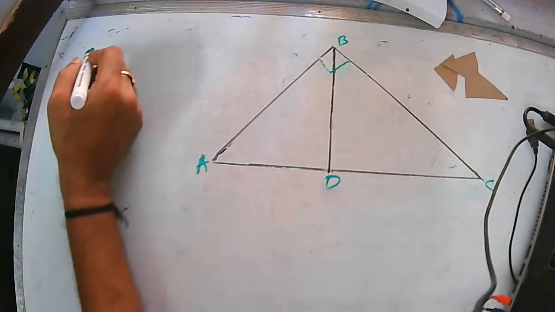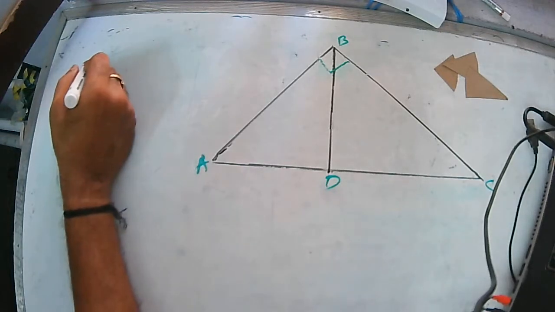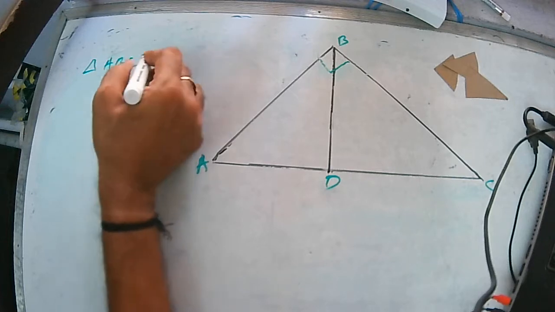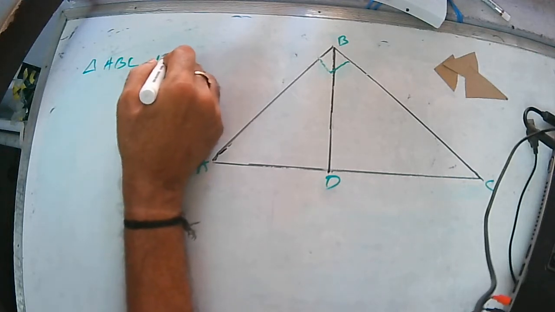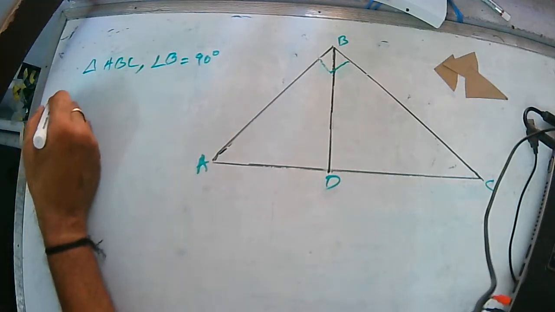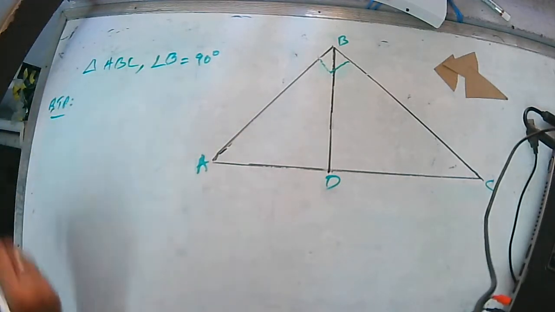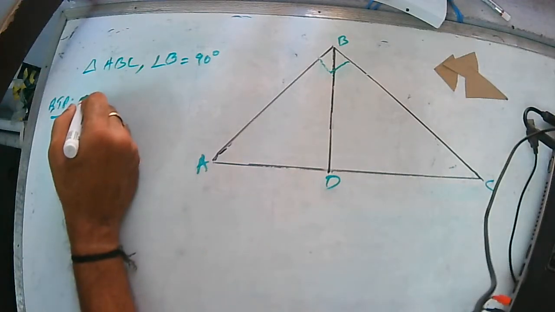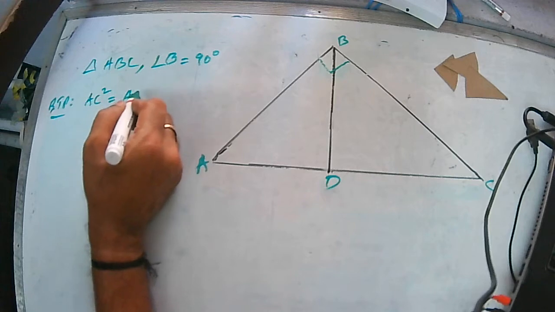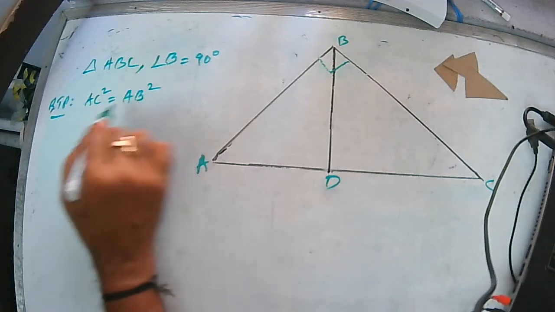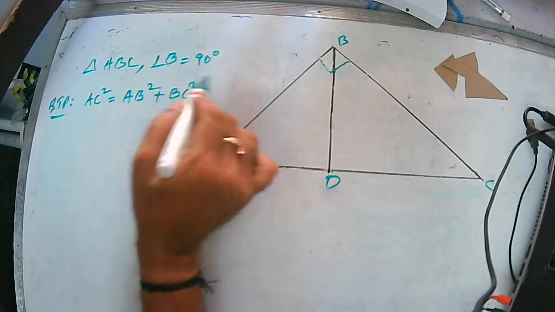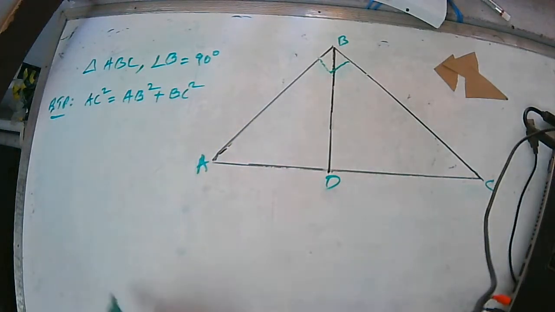So here we are given a right triangle. We are taking triangle ABC, with angle B equal to 90 degrees. So what do we have to prove here? The square of the hypotenuse, AC square, is equal to AB square plus BC square. That we have to prove. This is the given.